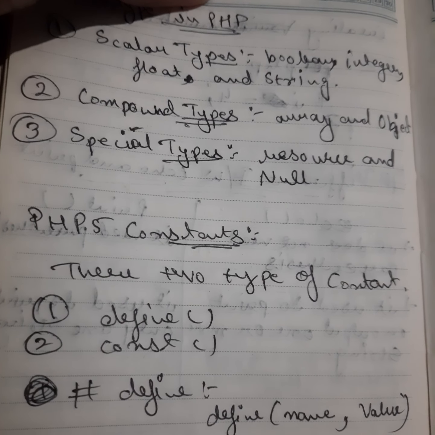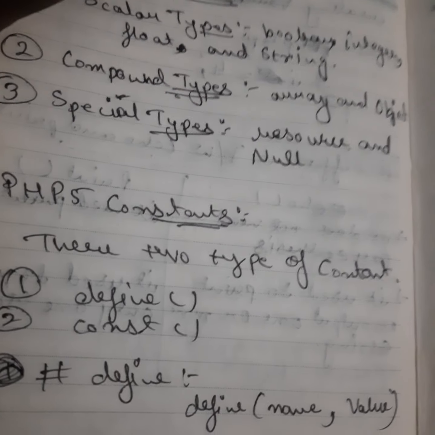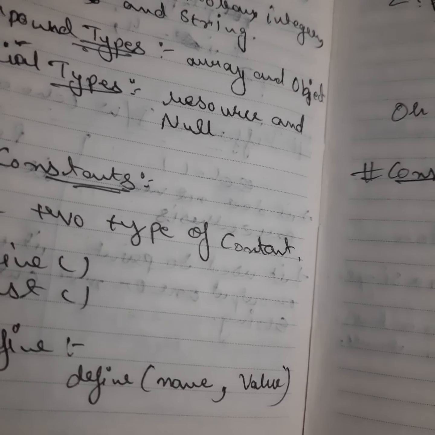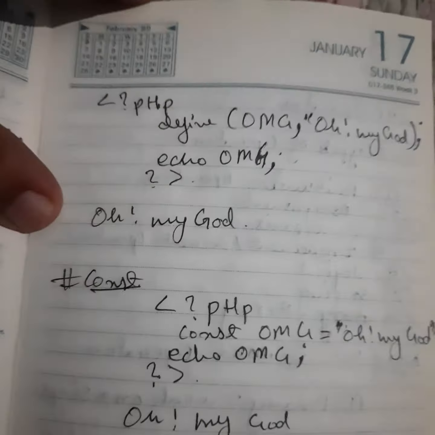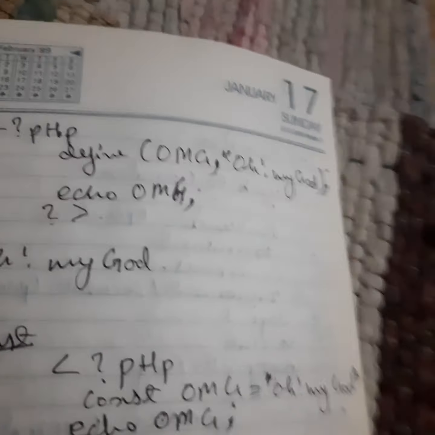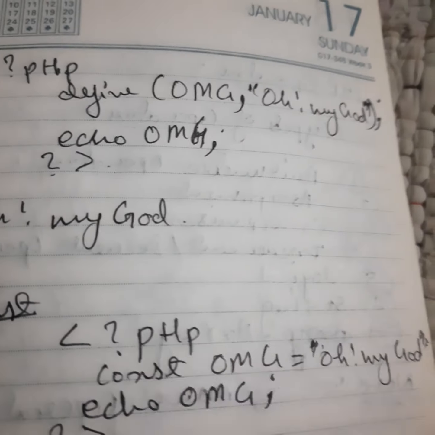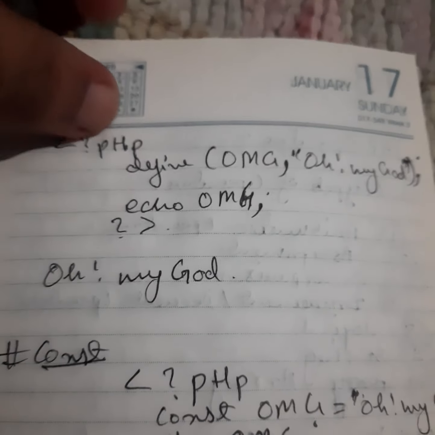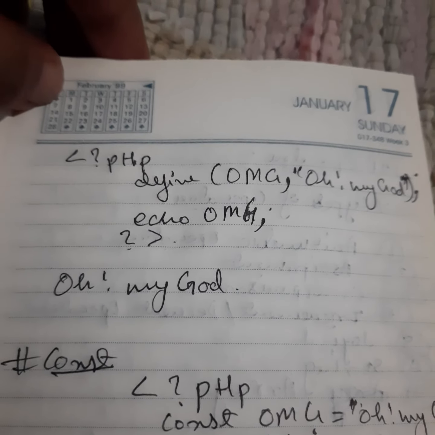PHP constants. There are two types of constant: first is define, and second is const. First, define: the syntax of define is first you name it and then you place the value. Just I gave that example: PHP define OMG, oh my god, in string, that will be the complete string. And echo OMG, so I can place that OMG over there, echo, so that will print OMG.